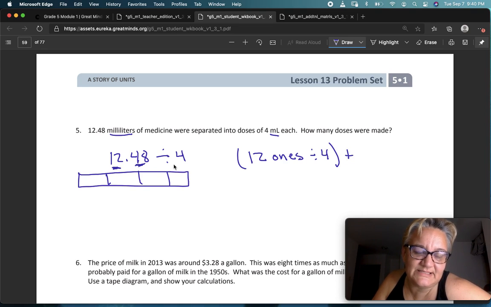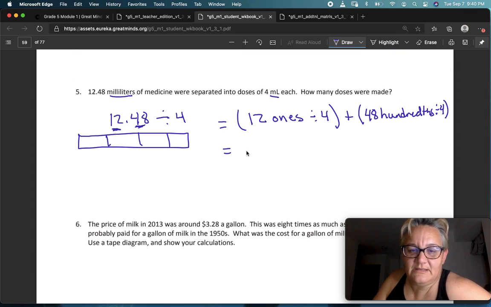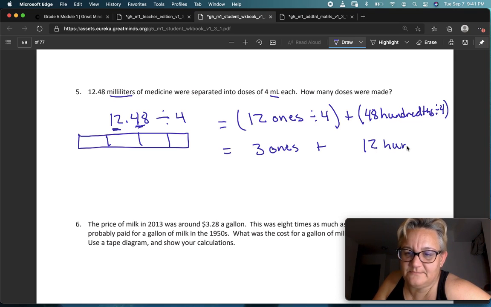And I like this 48 because it's also a multiple of 4, so let's use that one too. Plus 48, and that's hundredths, divided by 4, okay? So that equals what? 12 ones divided by 4 is 3 ones. See how I'm doing things inside the parentheses first. 48 hundredths divided by 4, well, 48 divided by 4 is 12 hundredths.